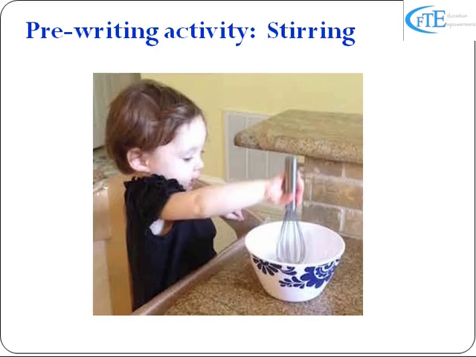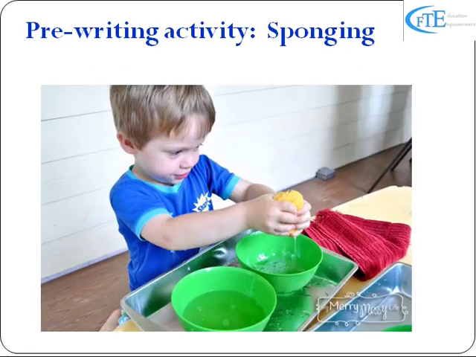Stirring is another good activity. Put some grain into a bowl and get your child to stir using a stirrer. Sponging, another very good activity where the child has to transfer liquid from one bowl to another using a sponge.